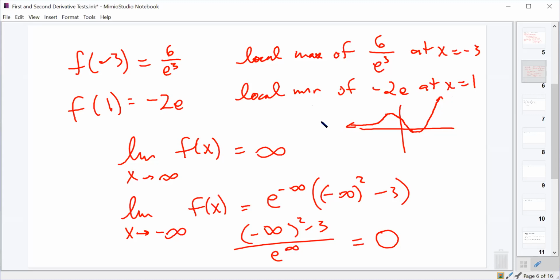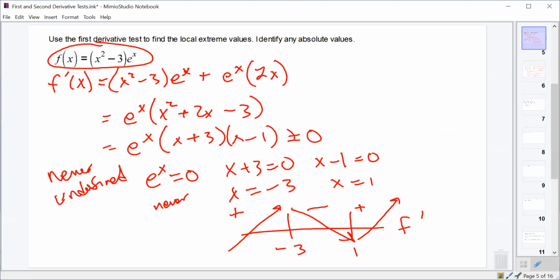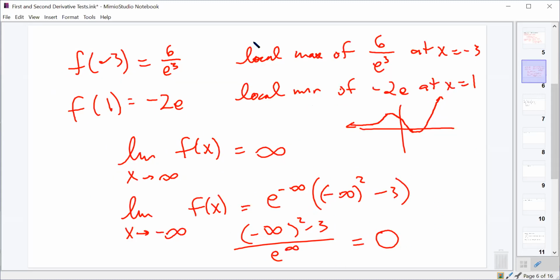Right, so we're increasing from negative infinity to -3, decreasing from -3 to +1, and then increasing again from 1 to infinity based on our chart. Does that make sense to everybody? Yeah. All right, and we would then say that our local min is also an absolute minimum. But our local max is just that, it's just a local max.